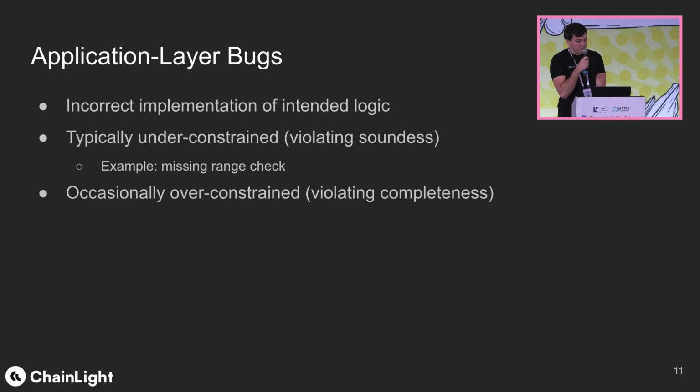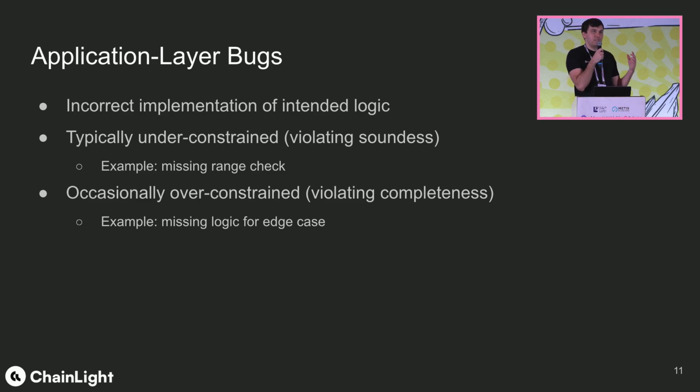Sometimes you can over-constrain variables. An example would be if there's some edge case in what you're trying to prove and you forget to implement that in your circuits, then you're unable to prove any data where that edge case occurs.